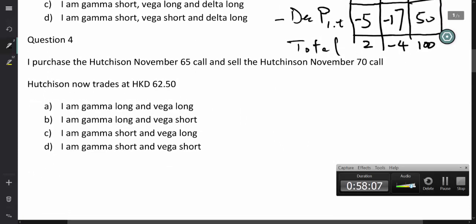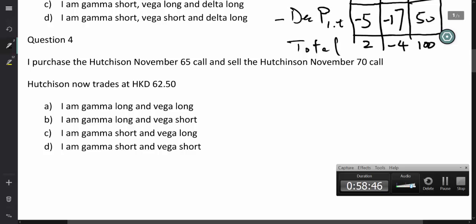Okay. Now, question 4. Let me see. Actually, maybe I will try and go through these because of time limitation. 4, 5, 6, and 7. I'll see if I can go through these. Okay. Now, for question, I was hoping to ask you to do it, but never mind.